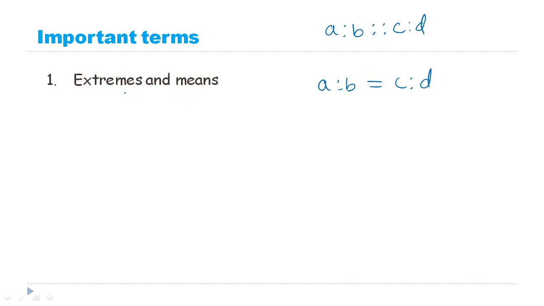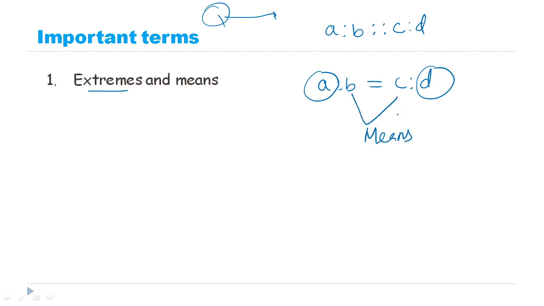Now the terms extremes and means. Extreme means the extreme end. If someone is sitting on a bench at the extreme left, we say extreme left, meaning the most left. So here you can see the extreme terms are A and D. The end terms, either left hand or right hand, are known as extremes, and these two middle terms are called means. Is it clear? Do not be confused about it.